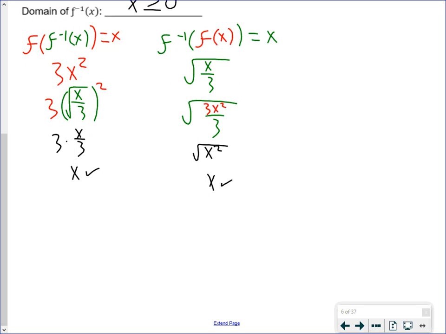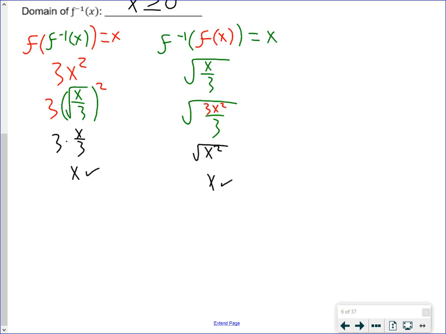When we solve that out, the square root of x over 3 to the second power, the square root and the square cancel each other out. We're left with 3 times x over 3, which gives us x. Now for our other part of our composition, we get the f inverse of f of x, which should equal x.